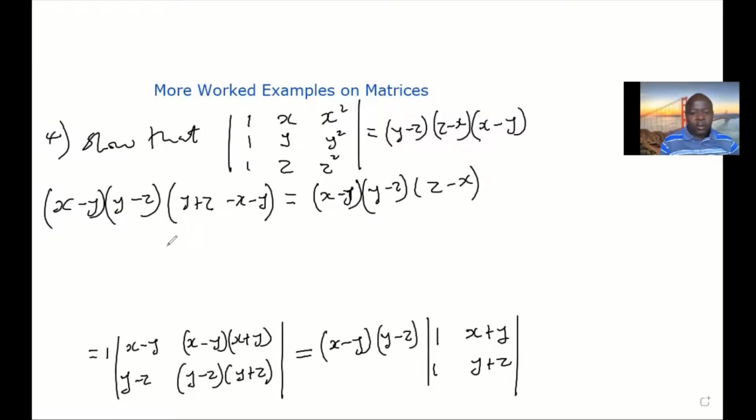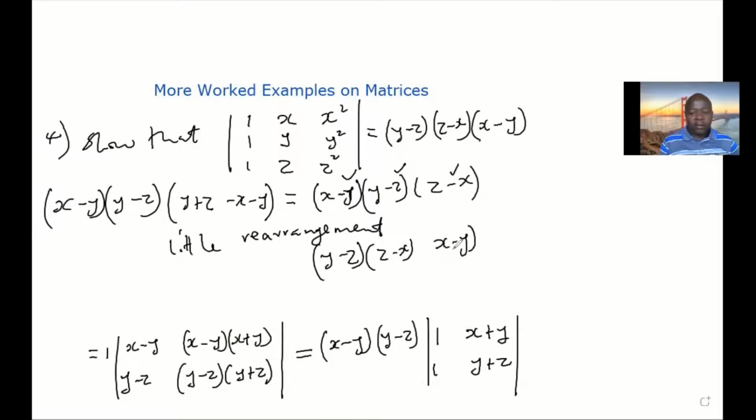You can do a little rearrangement to get what we want. I can begin with y minus z, followed by z minus x, and follow this by x minus y, as required. So that is just a little rearrangement. That's how we do it.